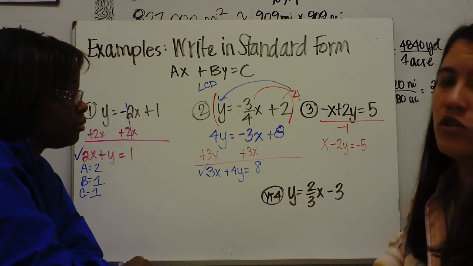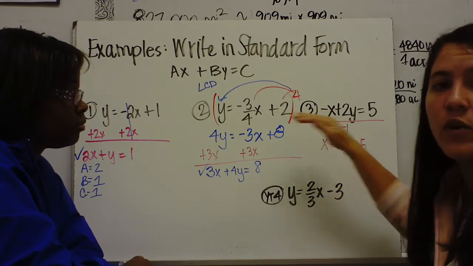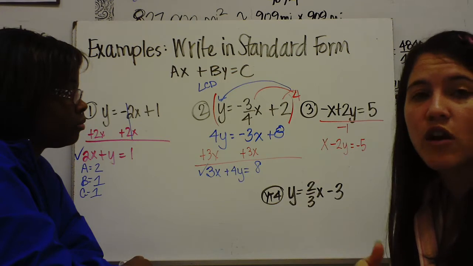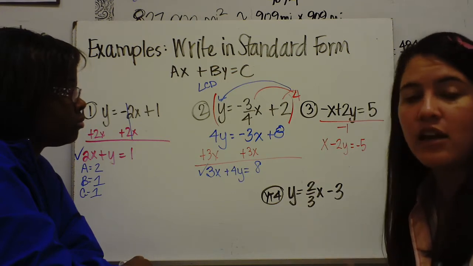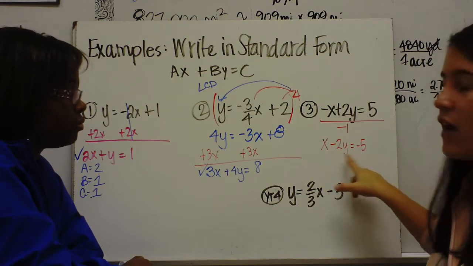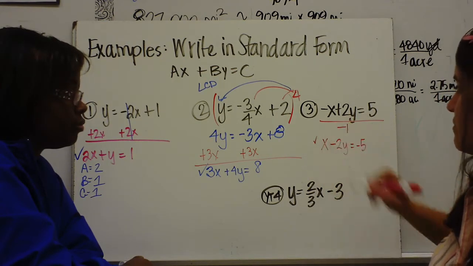So in the future, when you have a negative a value, when you divide by -1 or multiply by -1, you are going to switch all the signs to their opposite. Meaning if they were positive, like 2y and 5, they're going to now become negative. And this one is done.